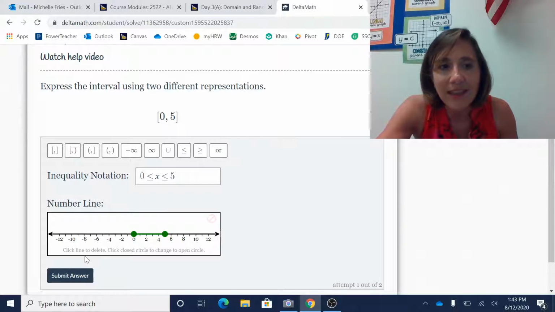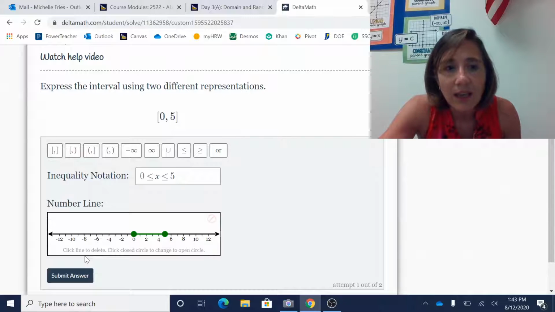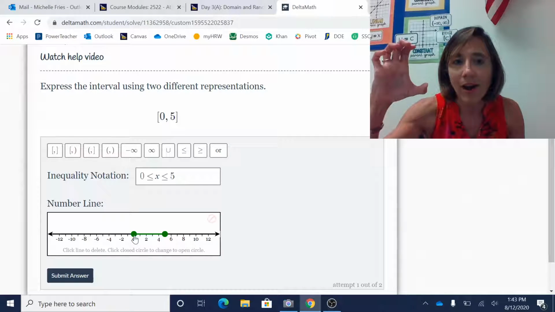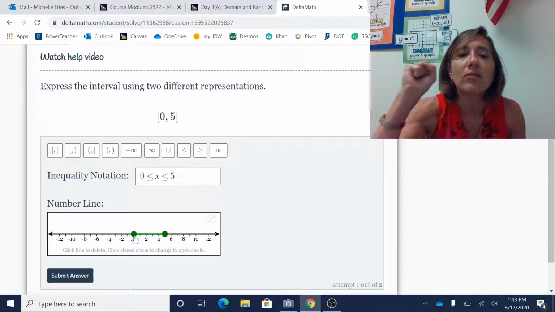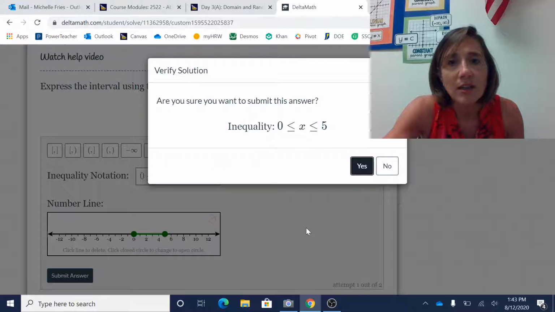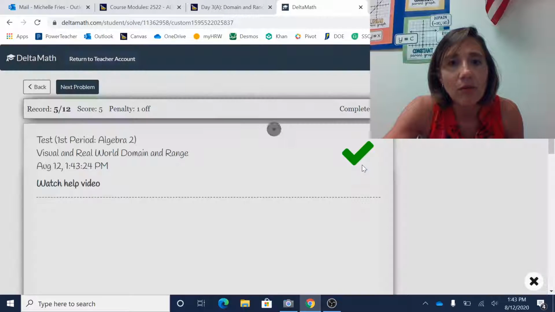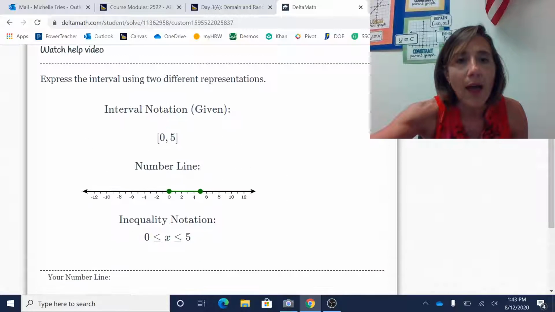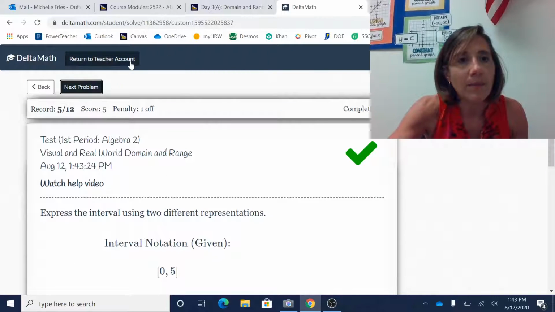And then there's a note that says click the line to delete, click the closed circle to change to an open circle. So if you click the circle, it'll change it. I want it to be closed because we have square brackets, which means it can be those values, so that would be a closed circle. So I'm going to submit that answer, and hopefully we get it right here. Looks like we did. Okay, woohoo. Let's see what comes up next.